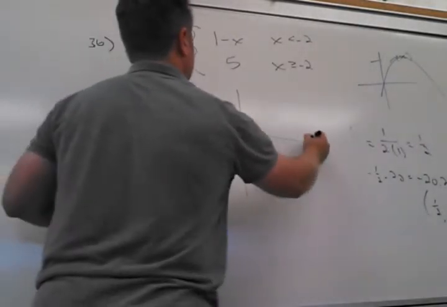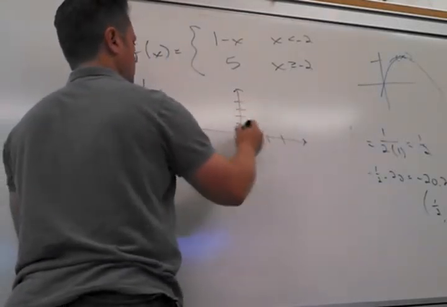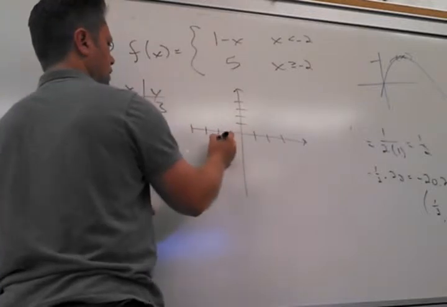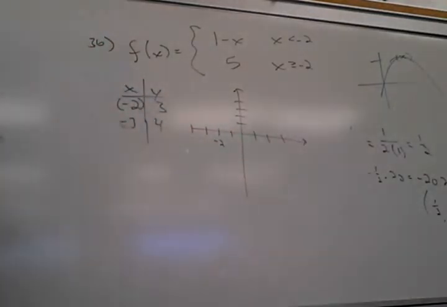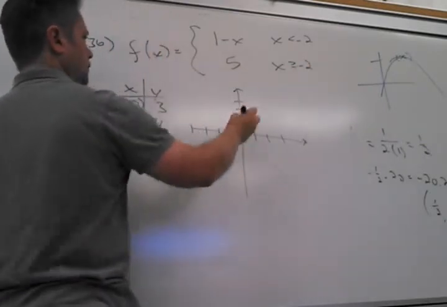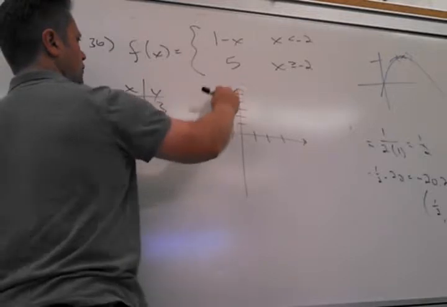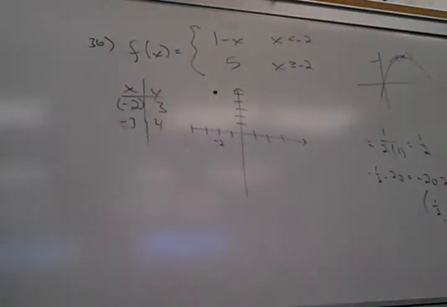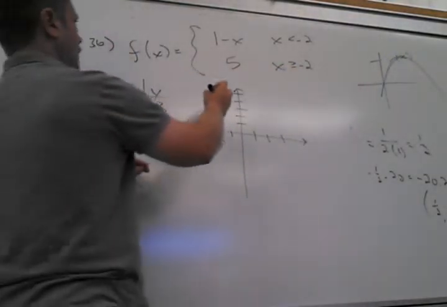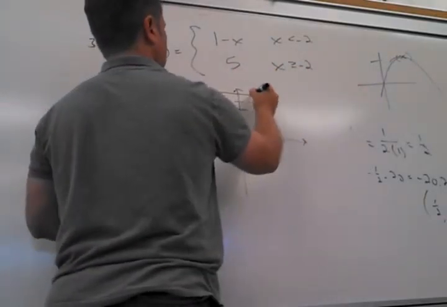So now I've got -2, and interesting things are happening at -2. This tells me it's 5, a closed circle because I'm allowed to equal it at -2. And then it's 5 forever in which direction? Yeah, above that, so up from there.